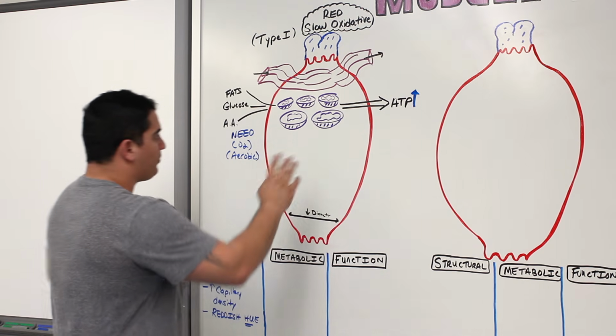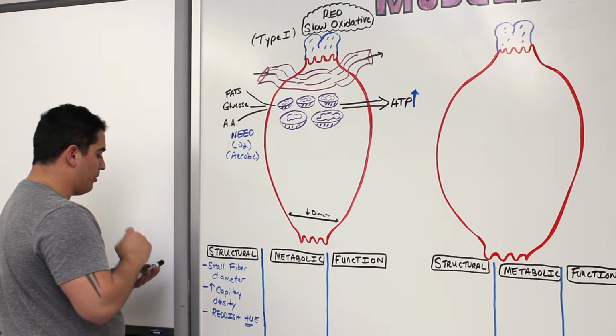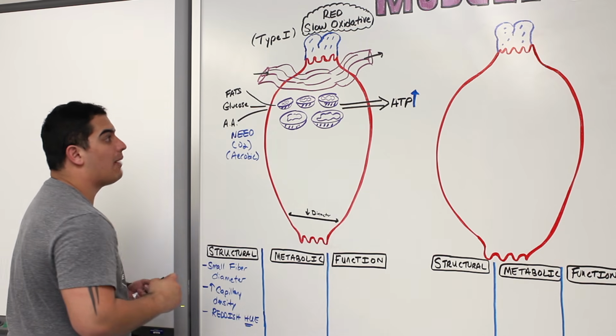But let's come back again. What did I say about the mitochondria so that we can continue to keep labeling here? We said that there's a decent amount of mitochondria.